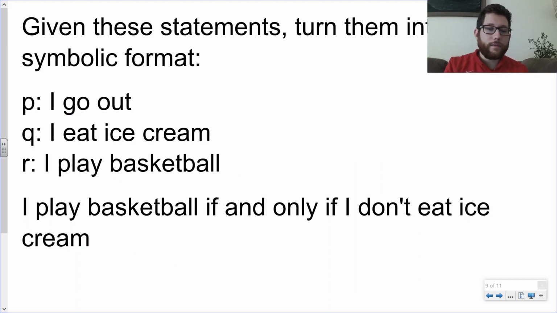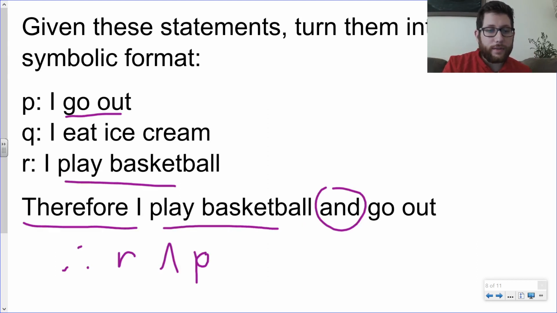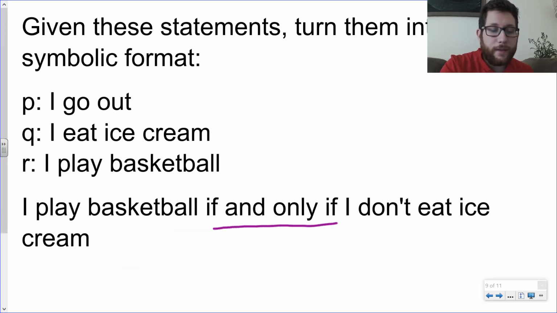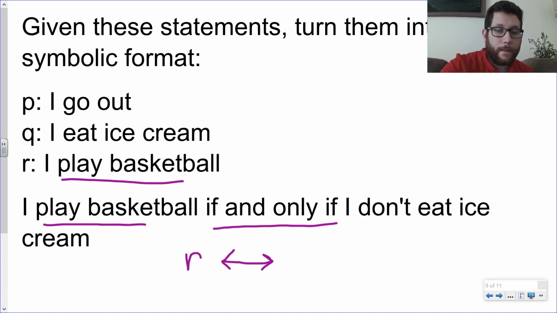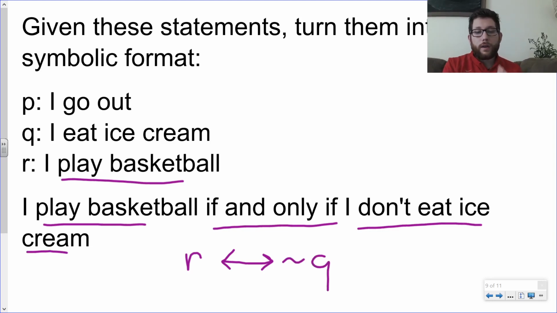All right, let's try another one. Again, we're just kind of working through these. Hopefully, you kind of get the hang of it. Oh, look at this. I've got some if and only ifs. Now, notice on these last examples, there were no if statements, so there's no arrows. I've got two ifs this time, if and only if, so let's just do that right off the bat. I'm going to go ahead and put my biconditional arrows down. All right, I play basketball. So I play basketball, that's R. And I don't eat ice cream. So eating ice cream would be Q. I don't eat would be not Q. So R, if and only if, not Q.